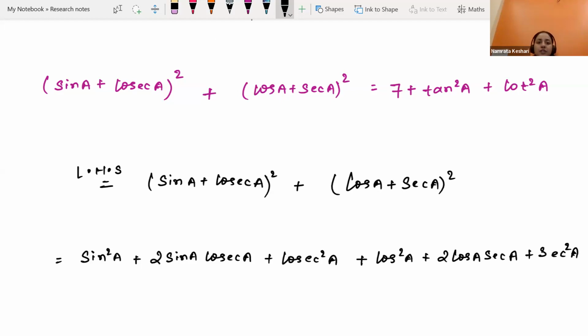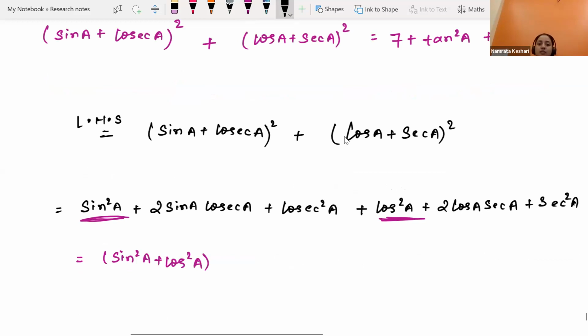Now, after this step, we can see here sin square A is there and here cos square A is there. Whenever we have this type of situation, we just take both of them together and make it one. So here also sin square A plus cos square A is nothing but just one. Write it together if you want. Sin square A plus cos square A is just one. Now the remaining terms we will copy down as it is.